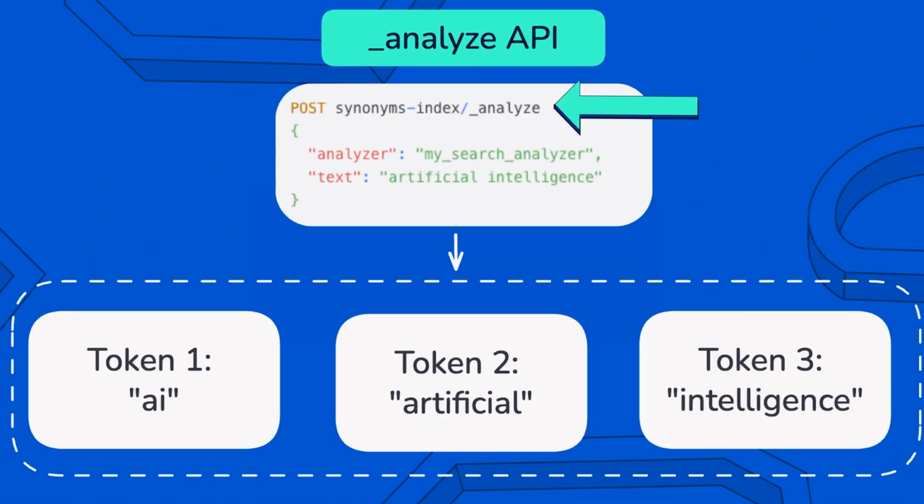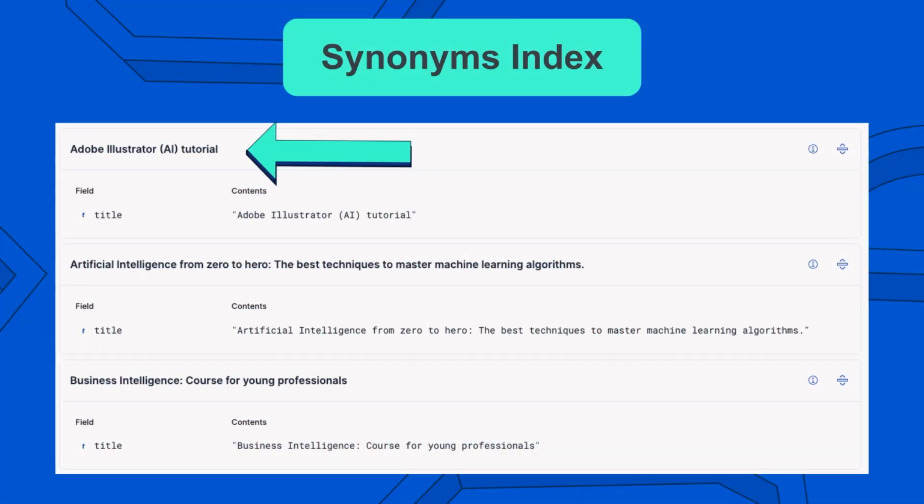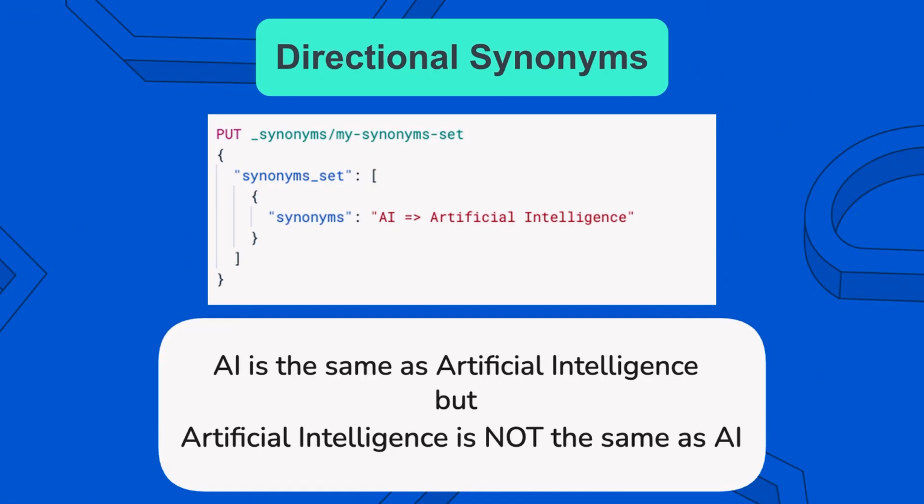Let's corroborate this using the Analyze API on artificial intelligence and show that the AI token is being generated. So as we can see, we are generating the AI token, which is present in the Adobe Illustrator document, thus creating an unwanted match. To fix this, we have to update our synonym set using directional synonyms for one-way mapping. What does this mean? This means that AI is the same as artificial intelligence, but artificial intelligence is not the same as AI. Let's use the Analyze API to show the change.